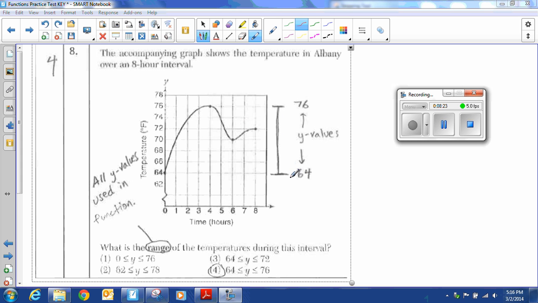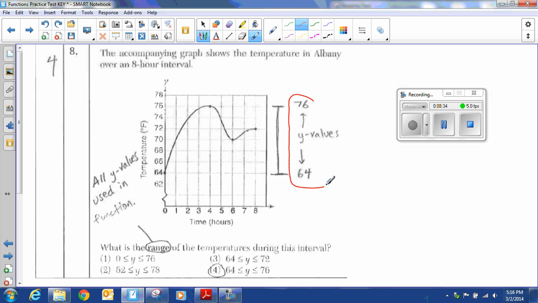Well, we start at the very bottom of the function, which is 64, all the way up to the maximum value of the function, which is 76. So basically, we're looking at the range being all values between 64 and 76, including 64 and 76. Okay? And you know you're looking at y values because look at all your answer choices. Every single one has the y in there. Okay? And this one is using the less than or equal to symbol. The answer is 4.